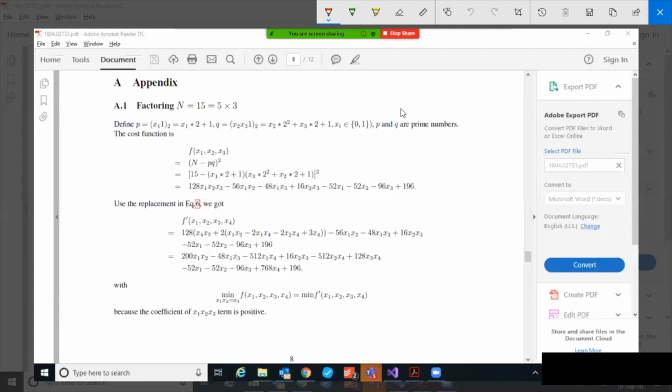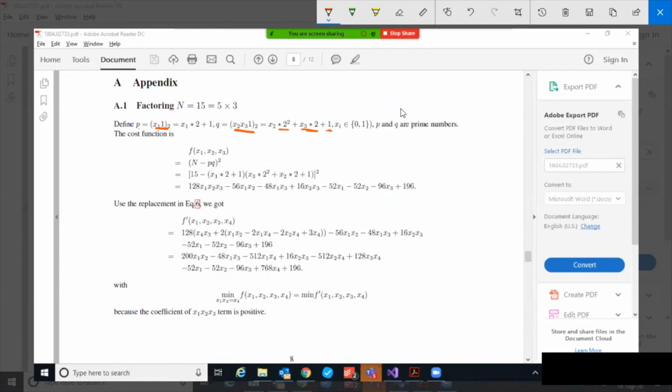When we're trying to factor 15, our p will be, let's say, x1 and 1. So it's a two digit binary number, and q is x2 x3 1. You can write it in this form: p as 2 into x1 plus 1, and q as x2 into 2 square, x3 into 2 plus 1, right?